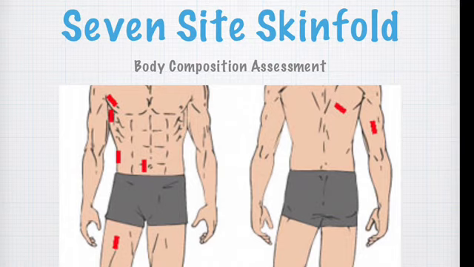The 7 sites are triceps, subscapular, suprailiac, chest for men or pectoral for women, abdominal, mid-axillary, and thigh.